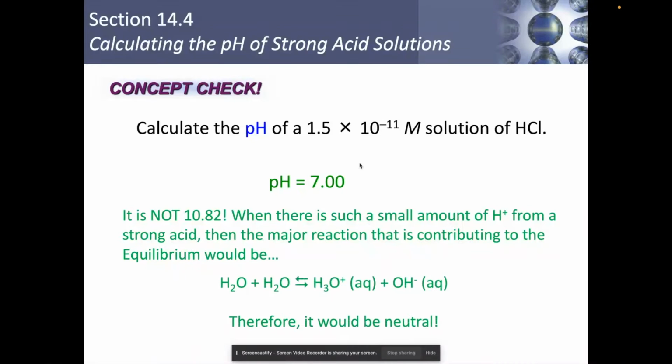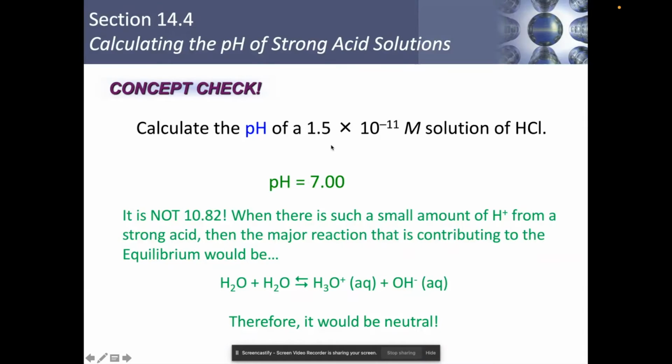And so in reality, the contributing equilibrium is really the water. The water has the strongest equilibrium here. And since water, when it is neutral, has 1 times 10 to the negative 7 moles per liter of hydronium ions, that must mean that is the overwhelming equilibrium that's giving us our pH here.